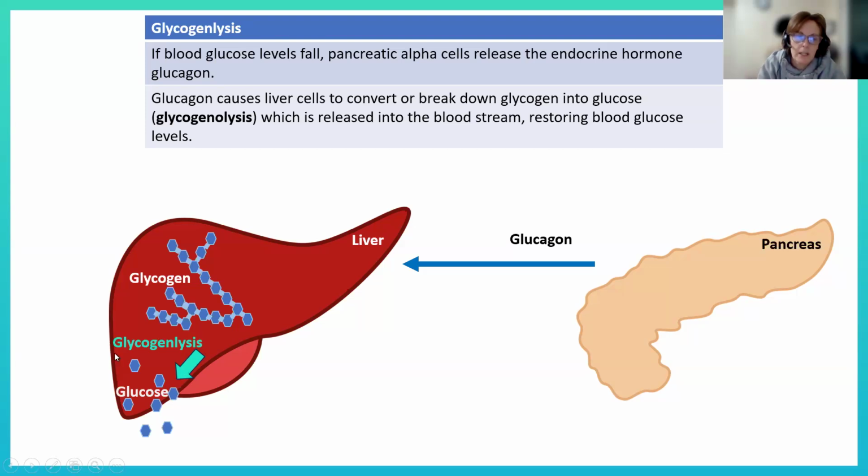Lysis is to split. So glycogen splitting, glycogen lysis, because we talked about cell lysis a minute ago, splitting the cell or bursting the cell. And then this glucose can be released back into the bloodstream. Once it's in the bloodstream, it can be used for cellular respiration along with the oxygen that we breathe in in our breaths.